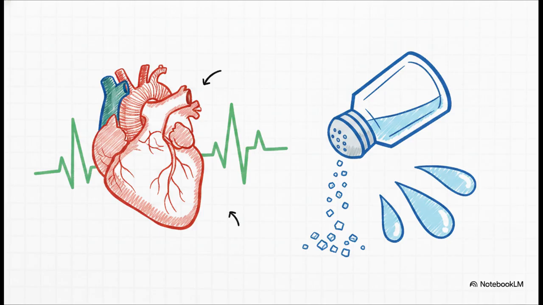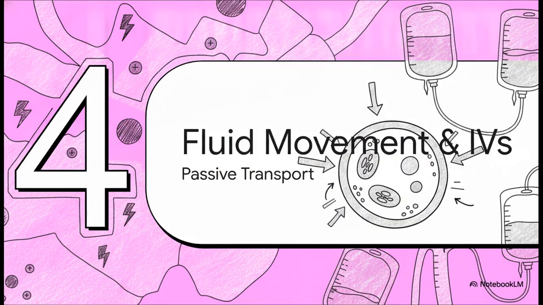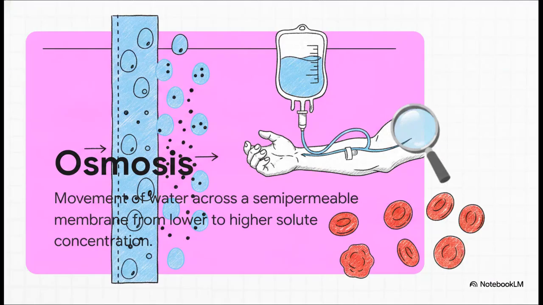If you take nothing else away, remember this golden rule of physiology. Where sodium goes, water always follows. Section 4. Fluid movement and IVs. With our electrolyte players established, let's look at the cellular transit system. And to understand that transit system, we have to talk about osmosis.